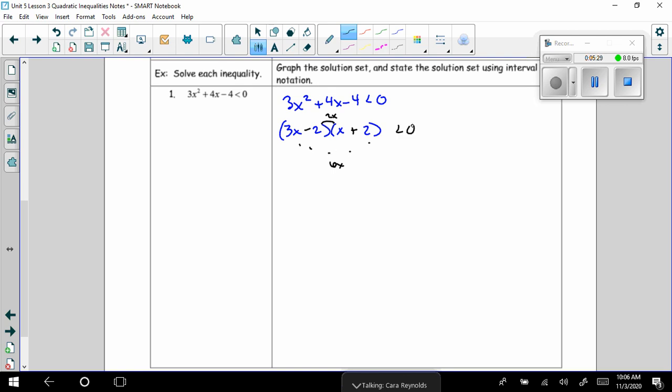That's less than 0. I'm just going to set each of those equal to 0 to find my x-intercepts. So ignoring the inequality just for a second, and setting each of those factors equal to 0, x is equal to 2 over 3, and x is equal to negative 2, which is where I got those values earlier from that graph. Okay. So these are your boundary points.